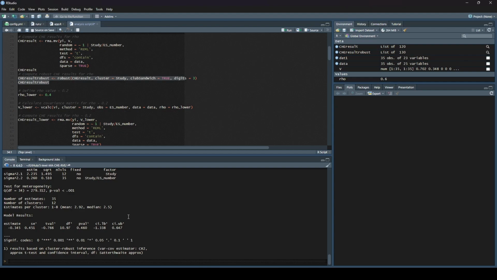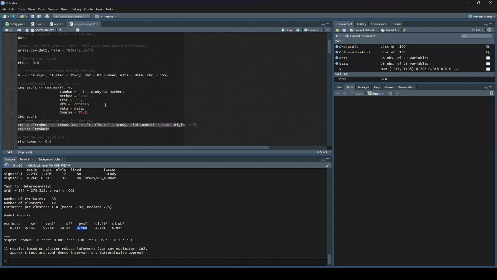And then down here in the results, you can see we have an overall effect size of negative 0.345, and it is not significant. How sad. Okay, so this is not significant. But that's really all there is to it for running a 3-level meta-analysis with correlated and hierarchical effects and robust variance estimation.